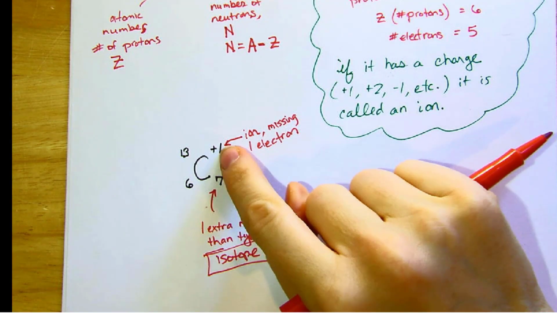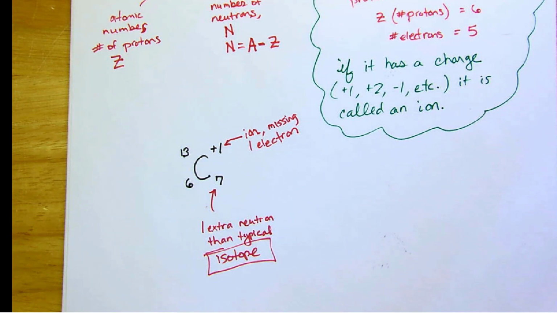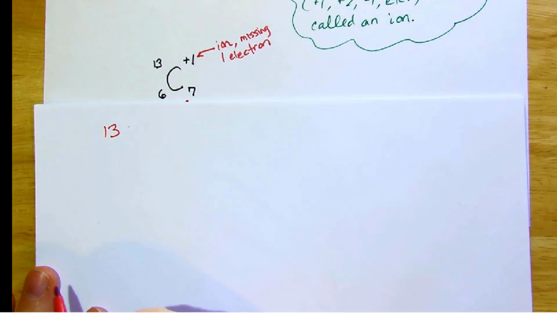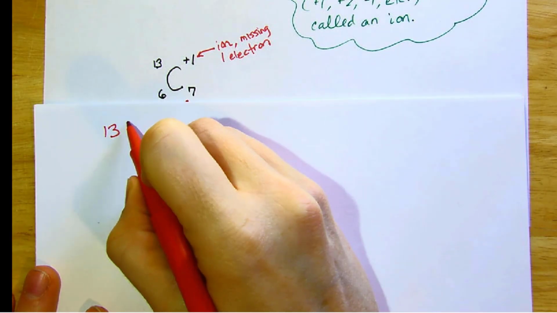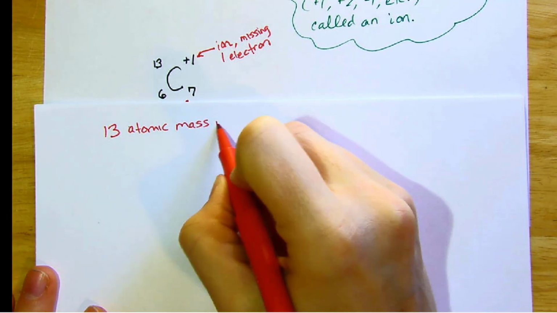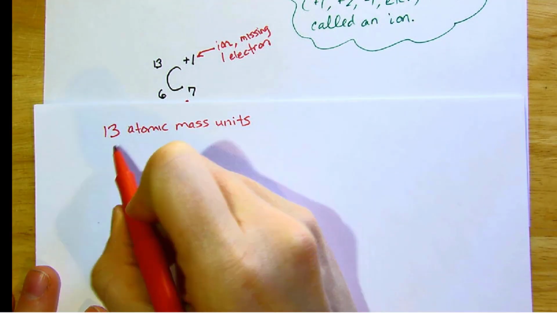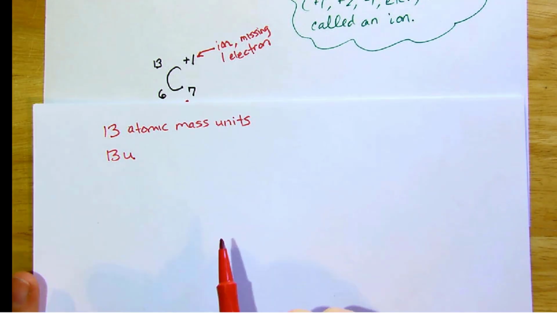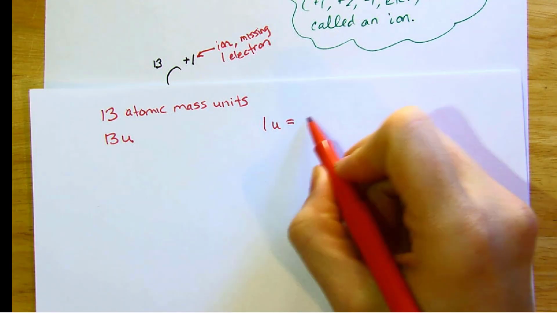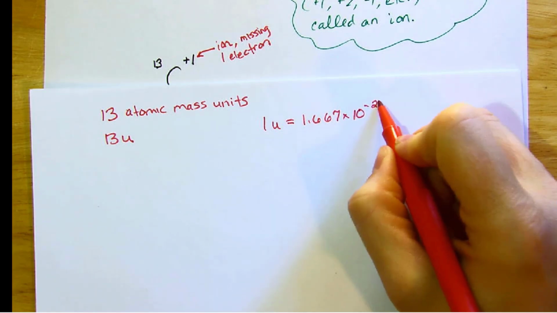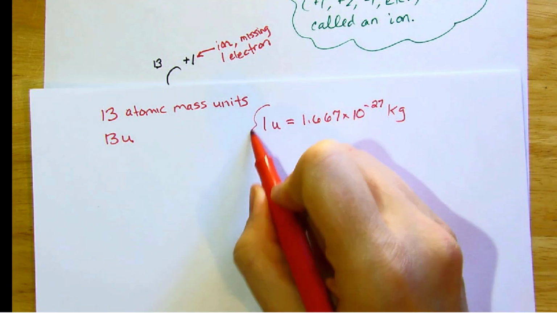Now, I was calling these units. Let me just show you how to convert them into SI if you ever needed to do that. So let's take this 13, and we'd call those atomic mass units. And abbreviated, it would just be 13 u. And then the conversion to kilograms is 1 u is equal to 1.667 times 10 to the negative 27th kilograms. So that's our conversion factor.